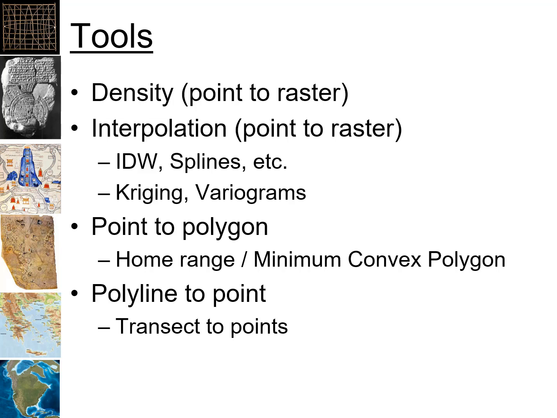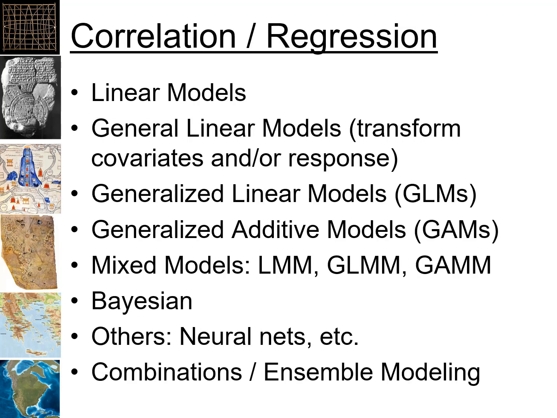Polyline to point is one that we use with transects. If you've got a transect and there are points along it where they recorded information, often just in a notebook with distances, you can convert those to points and then use those as points with appropriate uncertainty information.